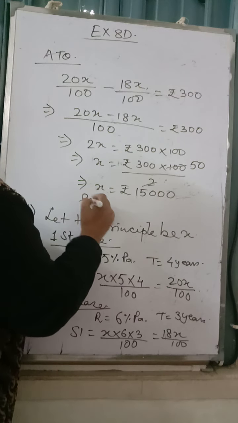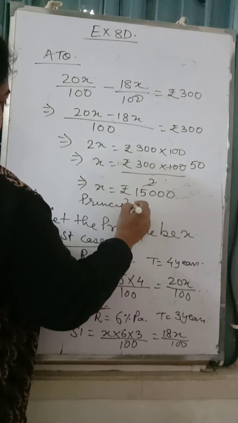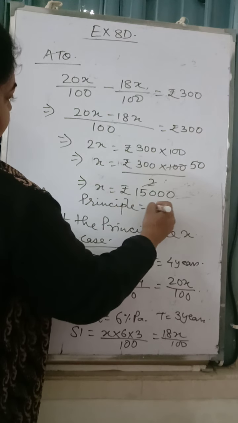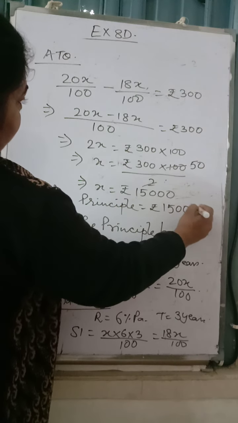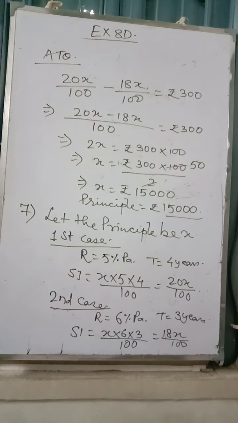So the principal is rupees 15,000. Okay. So once again I am saying, question numbers 4 and 5 you don't have to do.